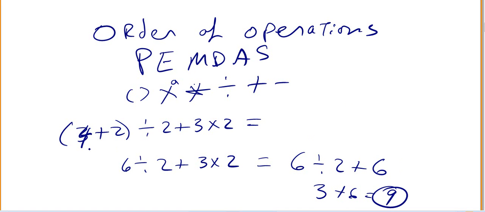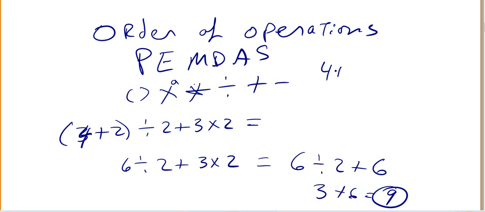If we didn't have order of operations and we just started working this problem, we could come up with something like 4 plus 2 is 6, 6 divided by 2 is 3. Actually, redo that. Say, without order of operations, we could have said 2 plus 3, which is 5.